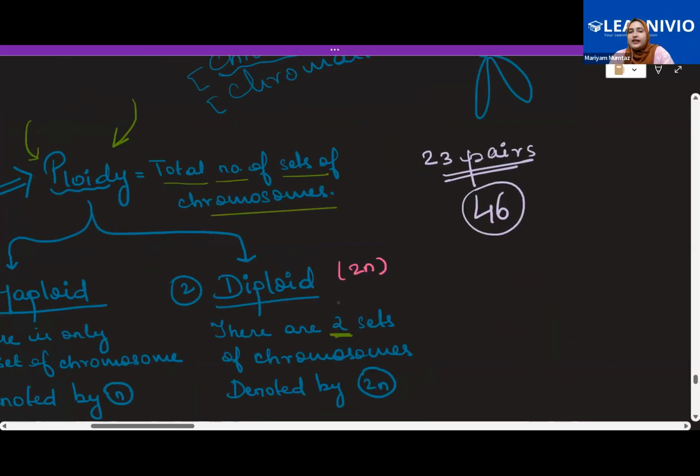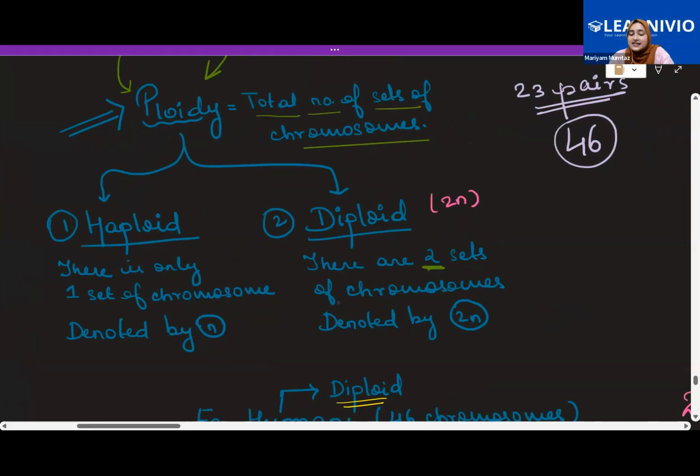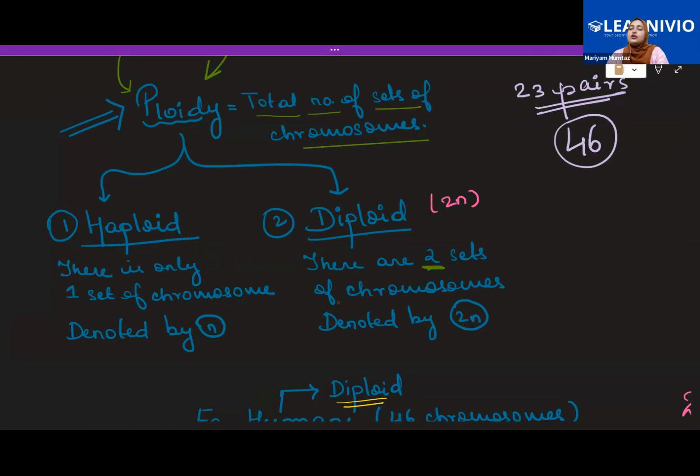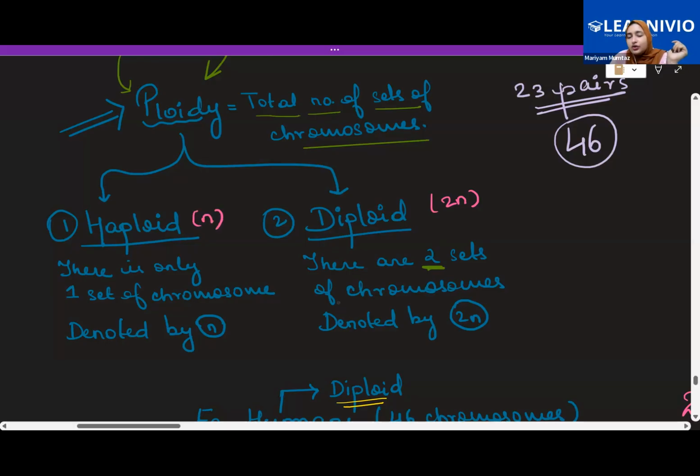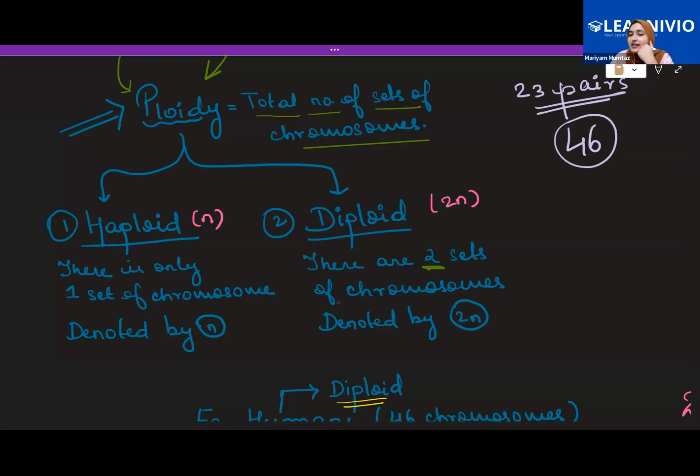See, ploidy means the total number of sets. Set, you understand? One set, two sets, three sets, like that. So however many sets of chromosomes there are, we say that is the ploidy. Those cells that have just one set of chromosomes, we say it is a haploid situation, and it is denoted by small n. And those cells that have two sets of chromosomes are called diploid, denoted by 2n.